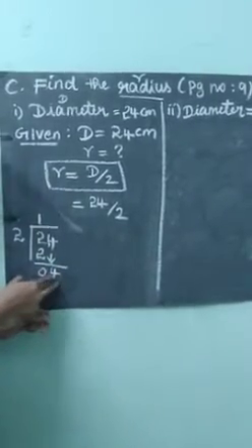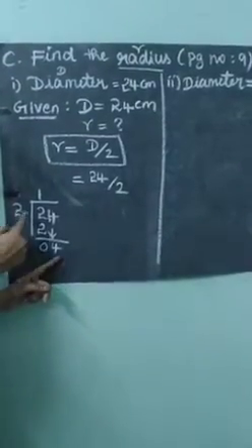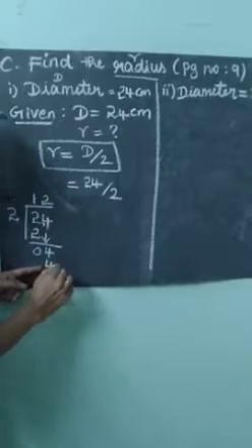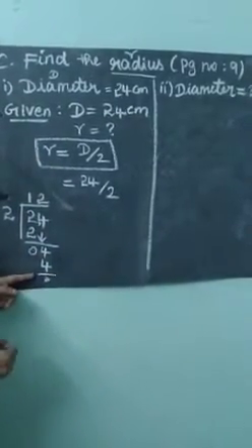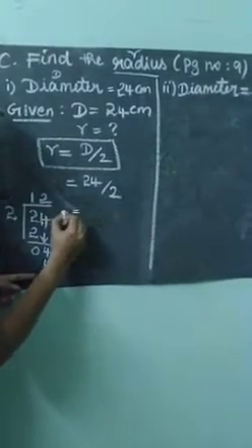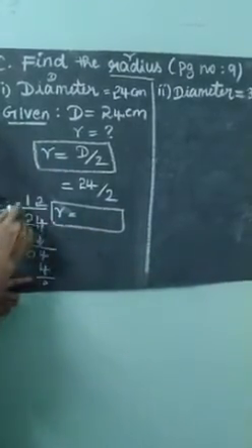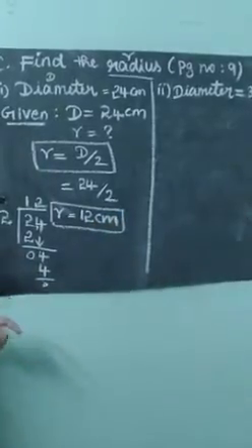Okay. The number 4 comes how many times in 2 table? Very good, 2 times. 2 2s are 4. So now do the subtraction. 4 minus 4, 0. Now what is the answer here? 12. 12 is the answer. Okay? So radius equal to 12 centimeter. Understand, ma?